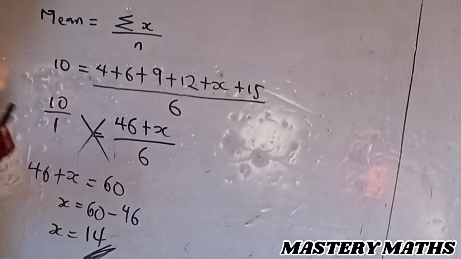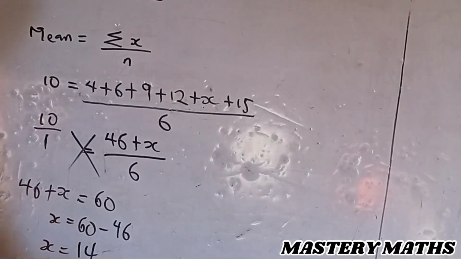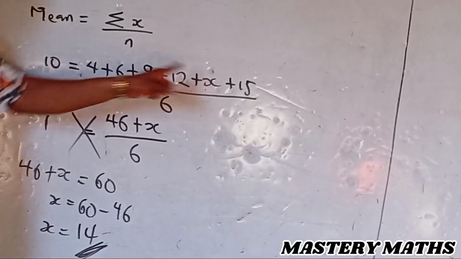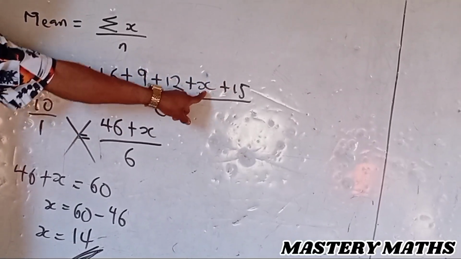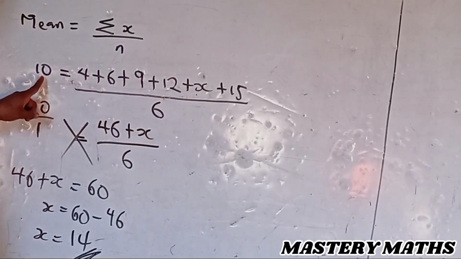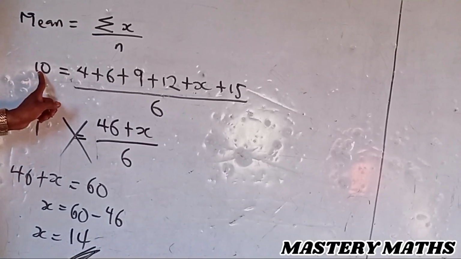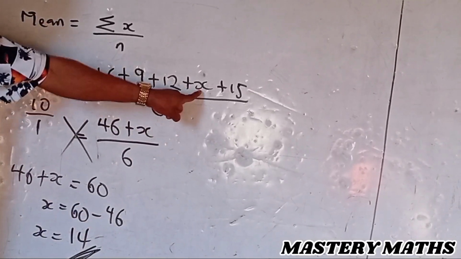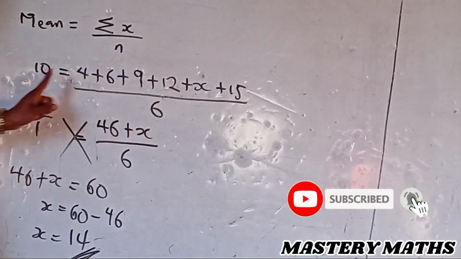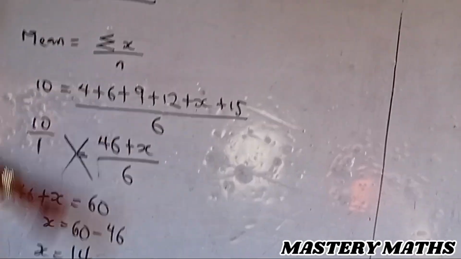This is how to check if your answer is correct. Since you have your x here as 14, you can substitute 14 here. When you add everything plus this 14, it gives us 60. 60 divided by 6 will give us 10 as the answer. That's how to check if the answer is correct. You substitute your x, which is 14, and when you add all, it gives us 60. 60 divided by 6 gives us 10. So our x is 14.